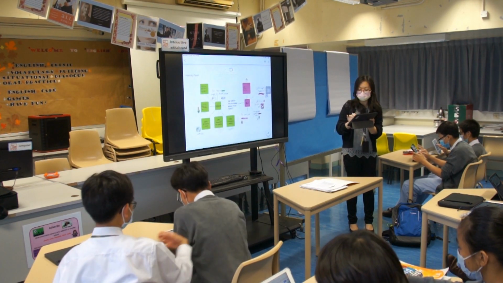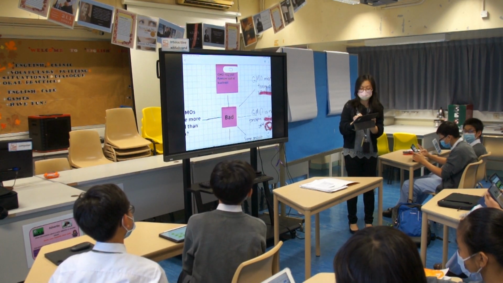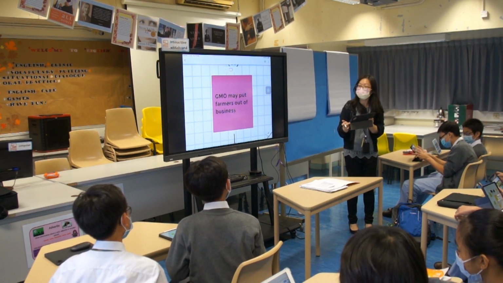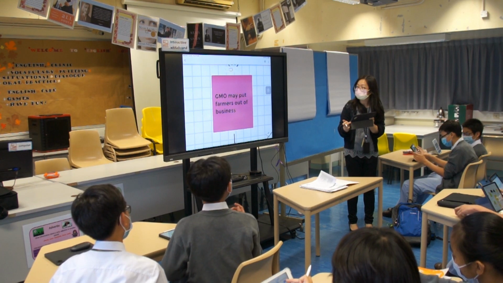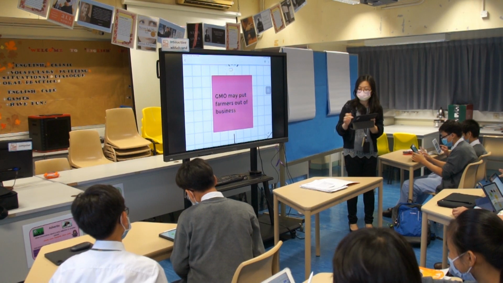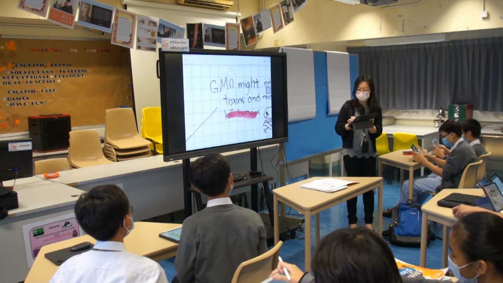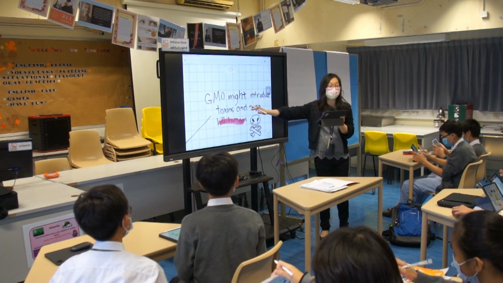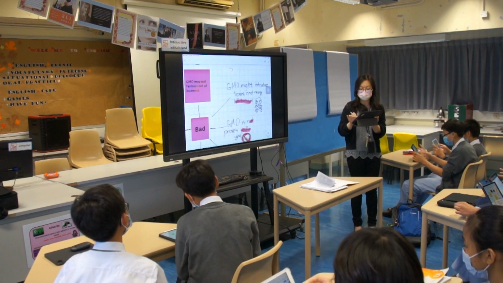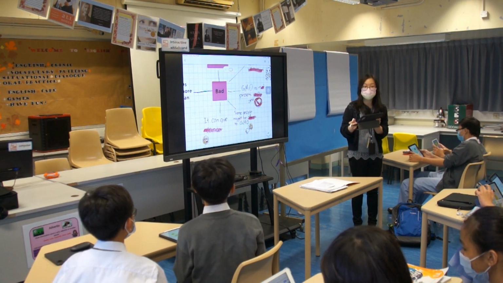How about that one? Okay, GMO may put farmers out of business, since some farmers don't put GMO in their foods, and people might choose the other options. Next, GMO might introduce toxins and may kill humans. Good. This is something that we may not know, alright? So there may be some toxic materials in GMOs. Very good. And GMO is not proven safe yet, so we have to be careful.